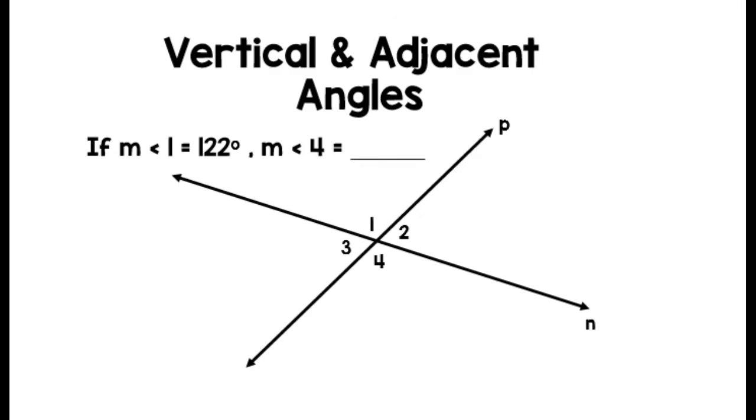Now here is an example. This is saying if the measure of angle 1 equals 122 degrees, what is the measure of angle 4? And I encourage you to pause the video right here and fill this answer in for yourself.